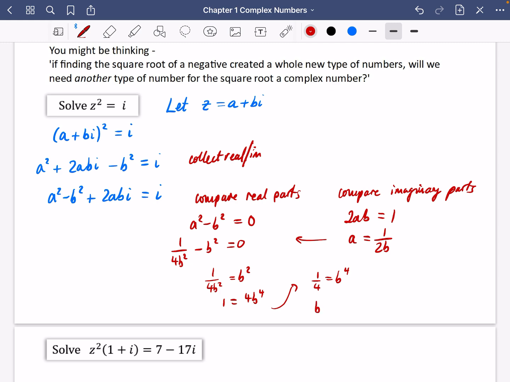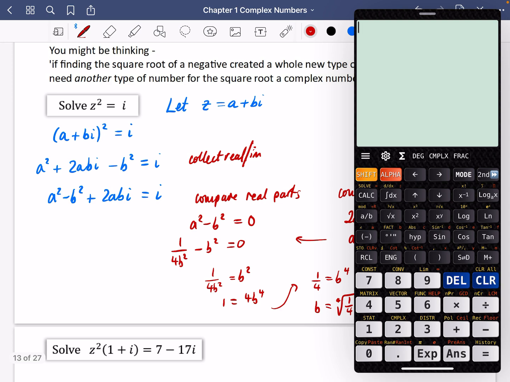And so b is going to be that square rooted. So not square rooted, fourth rooted. So the fourth root of 1 over 4, which you should be able to work out. But the fourth root of this is 1 over root 2.